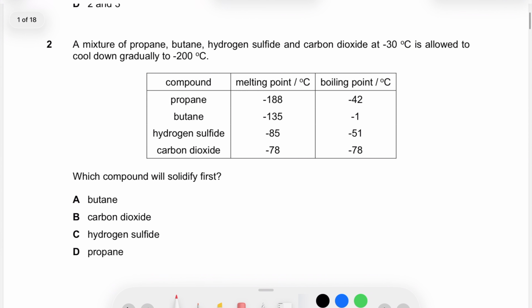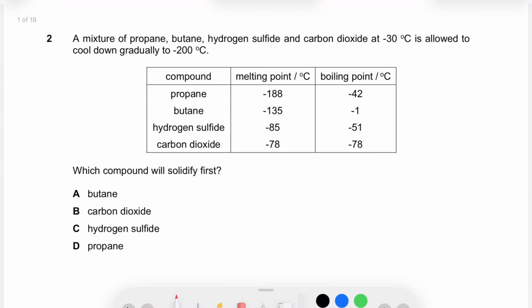Moving on. Question 2. A mixture of propane, butane, hydrogen sulfide and CO2 at minus 30 degrees Celsius is allowed to cool gradually to minus 200 degrees Celsius. So it's cooling. You have the melting and boiling points. Which compound will solidify first? It will go from liquid to solid first, so you should be looking at your melting point. Whichever is nearest to minus 30 degrees will be better.